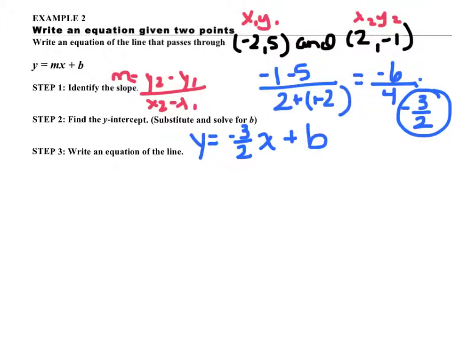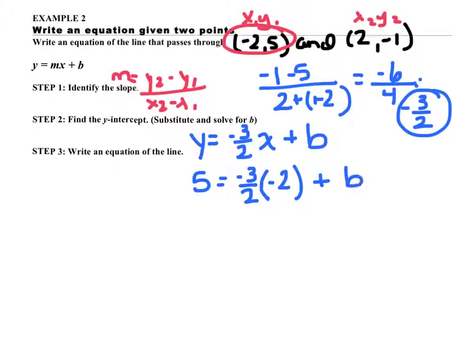So now, it doesn't matter which point I pick. I just need to substitute in. You're going to get the same answer regardless. So let's just pick one of the points. I'm going to pick our point, negative 2, 5, and I'm substituting that in for my x and for my y. So y is 5, is equal to negative 3 all over 2 times my x, which is negative 2, plus b.